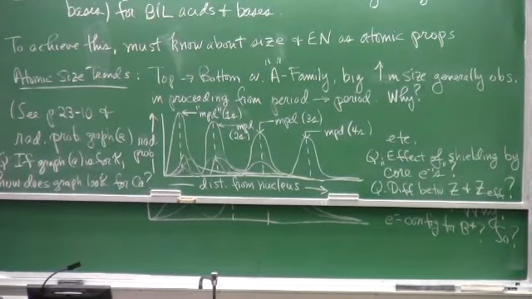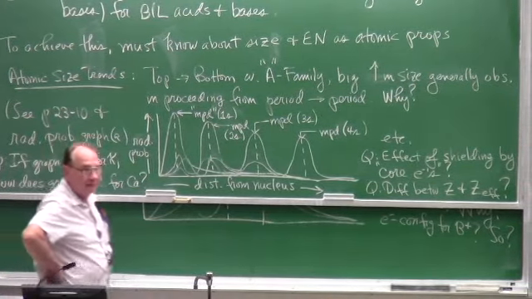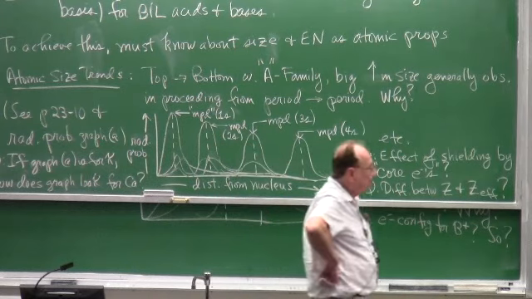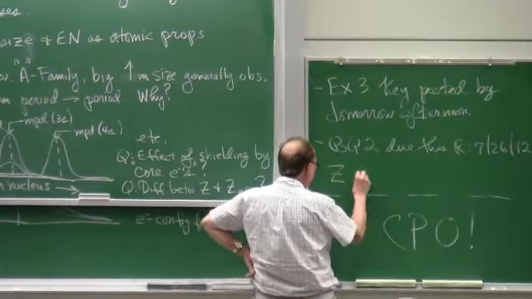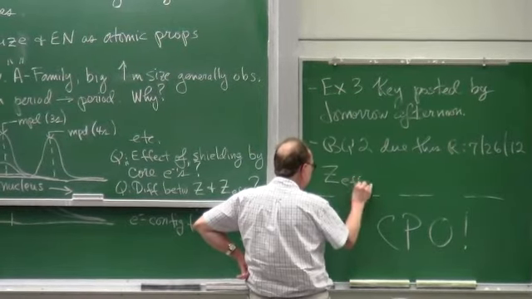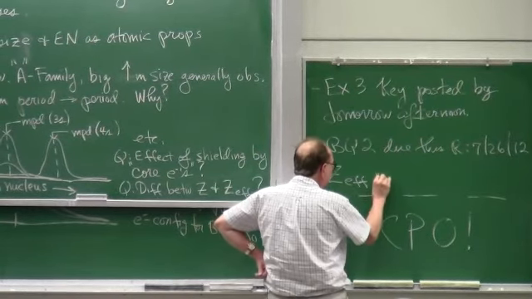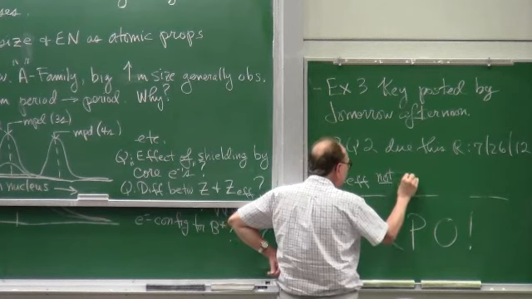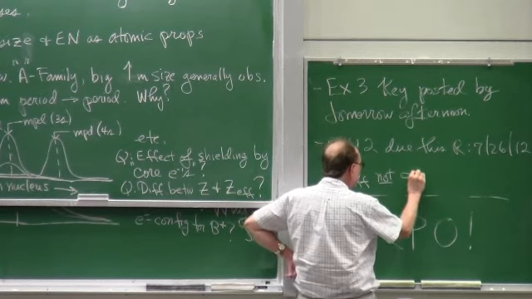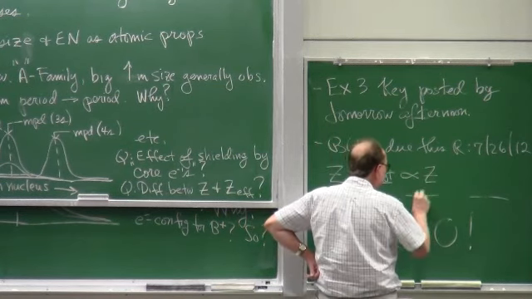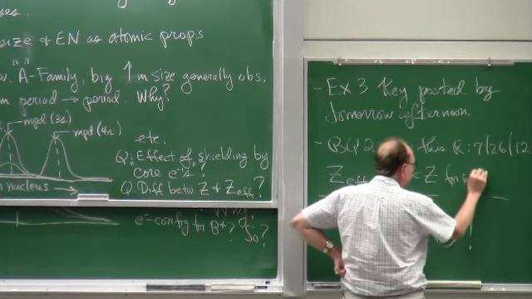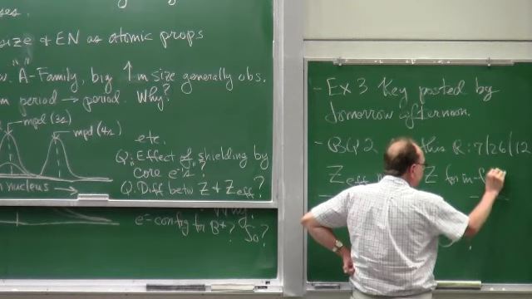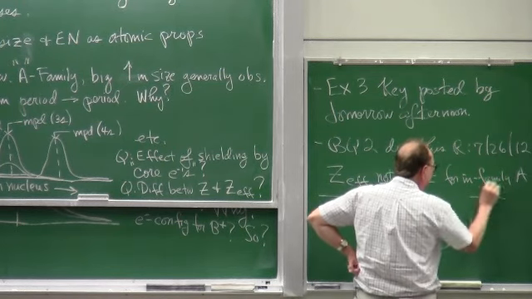And what we just said accounts for the fact that Z effective is not directly proportional to Z for atoms in family A.